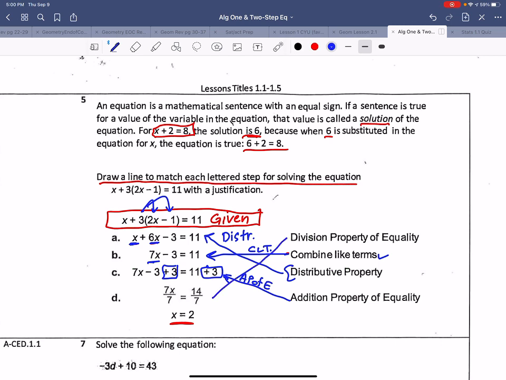So we're going to call that addition property of equality. Last, they divided, didn't they? So this is actually showing work. Technically, the arrow should go there. But anyway, this whole section is listed as D. So that's the name of our steps.